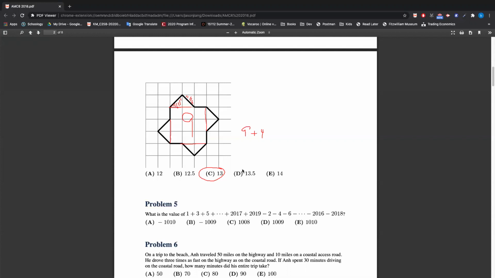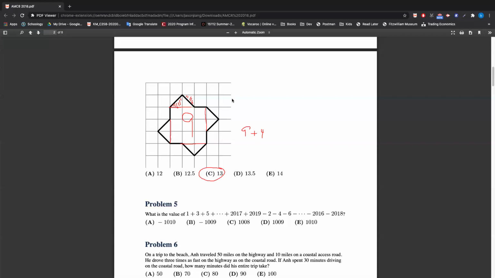Okay. So now we have a question that asks us for all the odd numbers added up to 2019, and then subtracting all the even numbers up to 2018. So obviously it would be a pretty bad idea to try to find this sum. Instead, we should try to find a pattern, right? So obviously odds and evens, that's a pretty clear pattern. So we can pair them up.